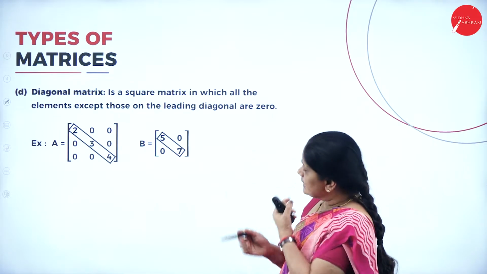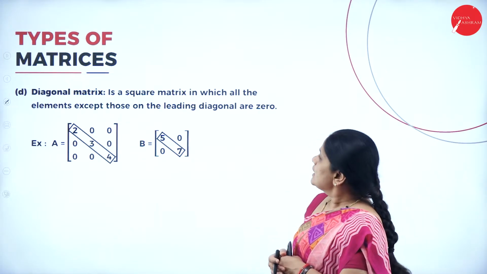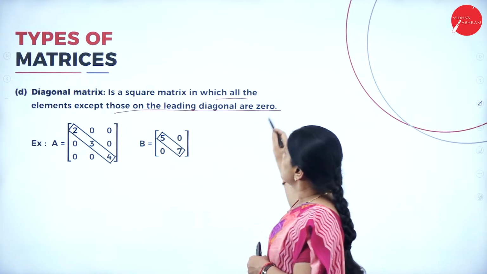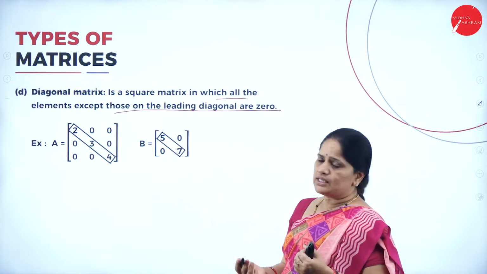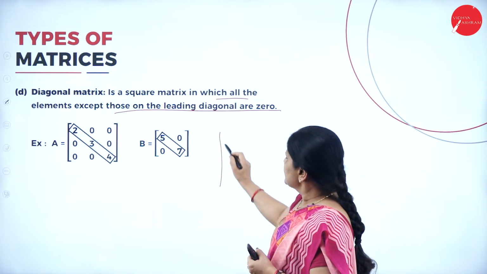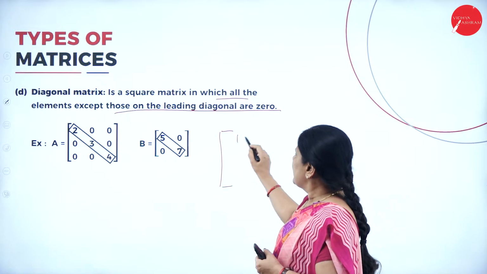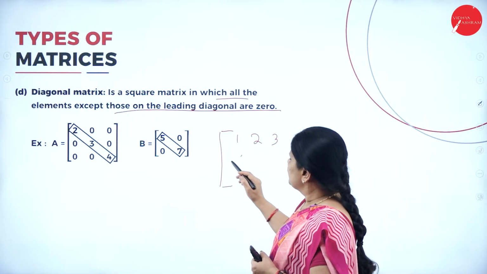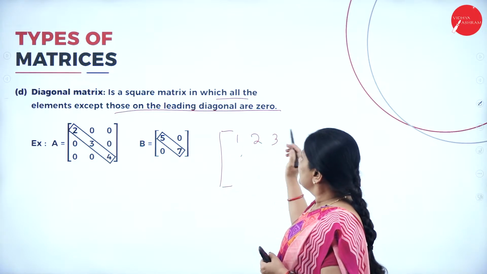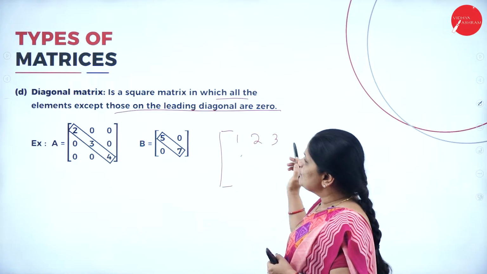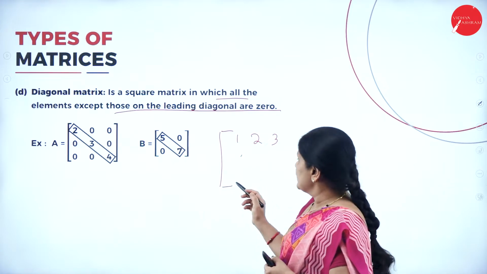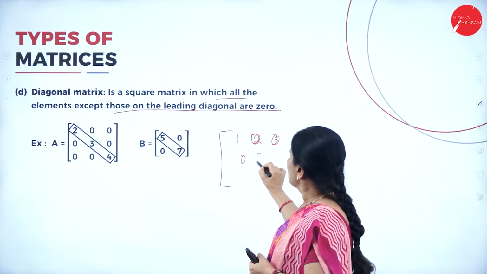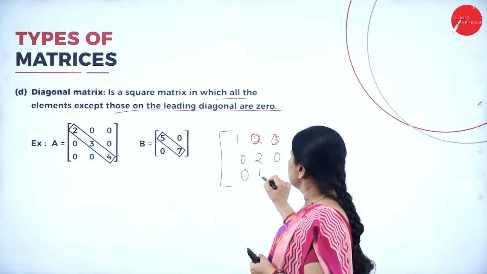Then the next one is the diagonal matrix. It is a square matrix in which all the elements except those in the leading diagonal are 0. So it should be a square matrix. If I write 1, 2, 3, it should be a square matrix in which all the elements except those on the leading diagonal are 0. That means other than the diagonal elements, all elements are 0.